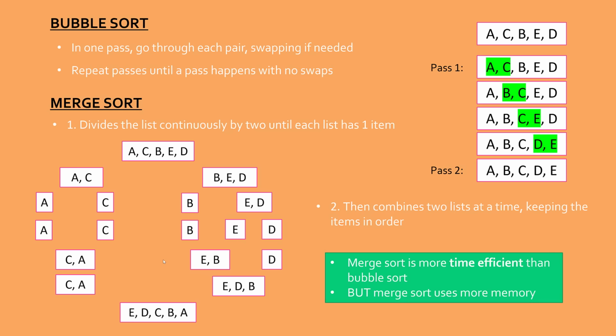And merge sort is a lot more time efficient than bubble sort. It's much quicker on average, especially as the list grows big. But because of all these sublists, it does use more memory overall.